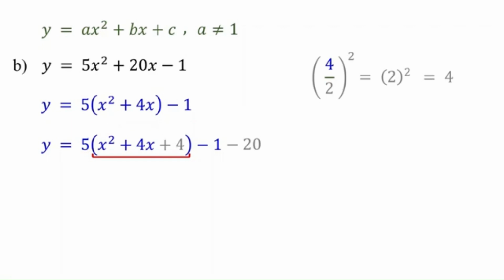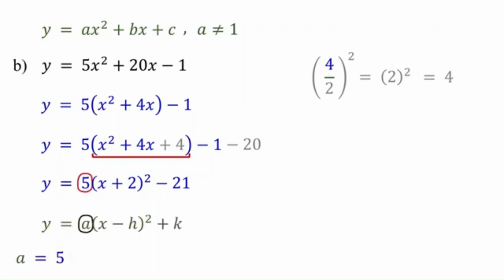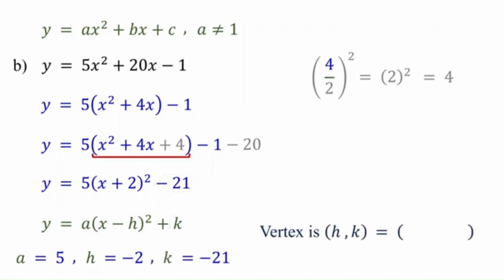Next, rewrite the perfect square trinomial as a binomial square, which will be x plus 2 squared. The number in the binomial is half of the coefficient of the x term in the perfect square trinomial. -1 minus 20 equals -21. This is now in vertex form, where a equals 5. h equals the opposite of the number inside the parentheses, and k equals the constant term. So, the vertex is the point -2, -21.